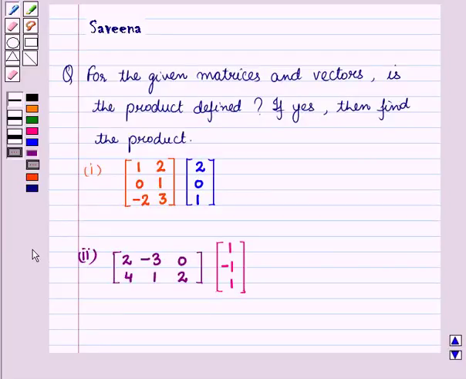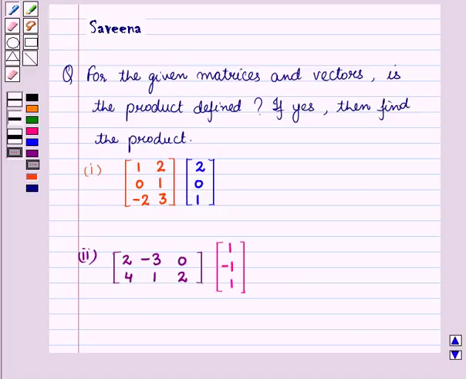In this session, we will discuss a question which says that for the given matrices and vectors, is the product defined? If yes, then find the product. In the first part, this matrix and this vector, that is the column vector, is given to us, and in the second part, this matrix and this column vector is given, and we have to check whether these products are defined or not. If yes, then we have to find the product matrix.